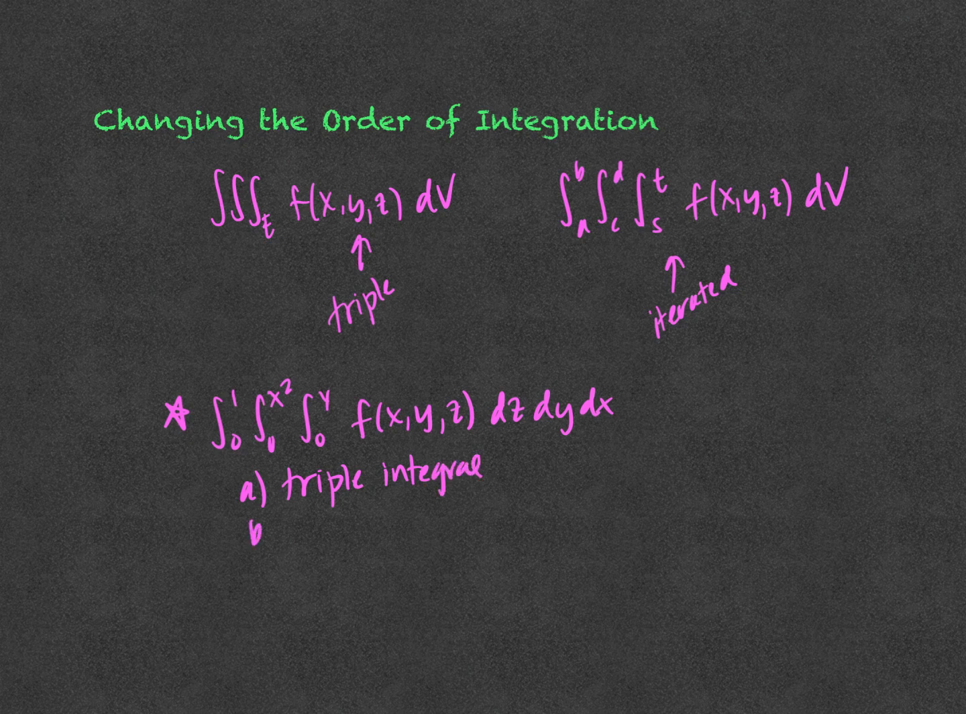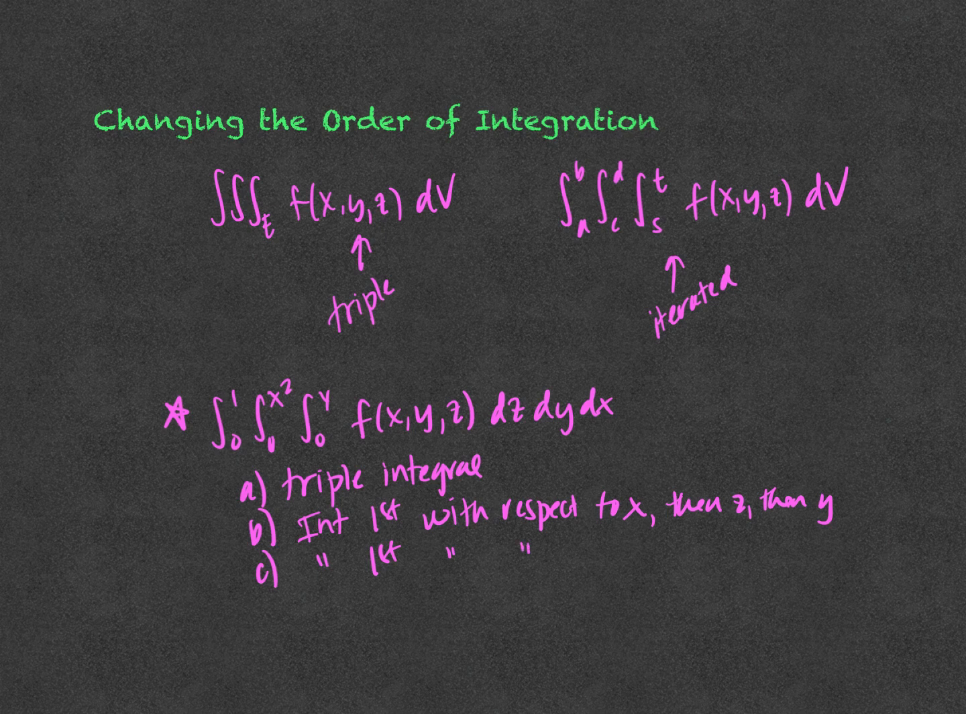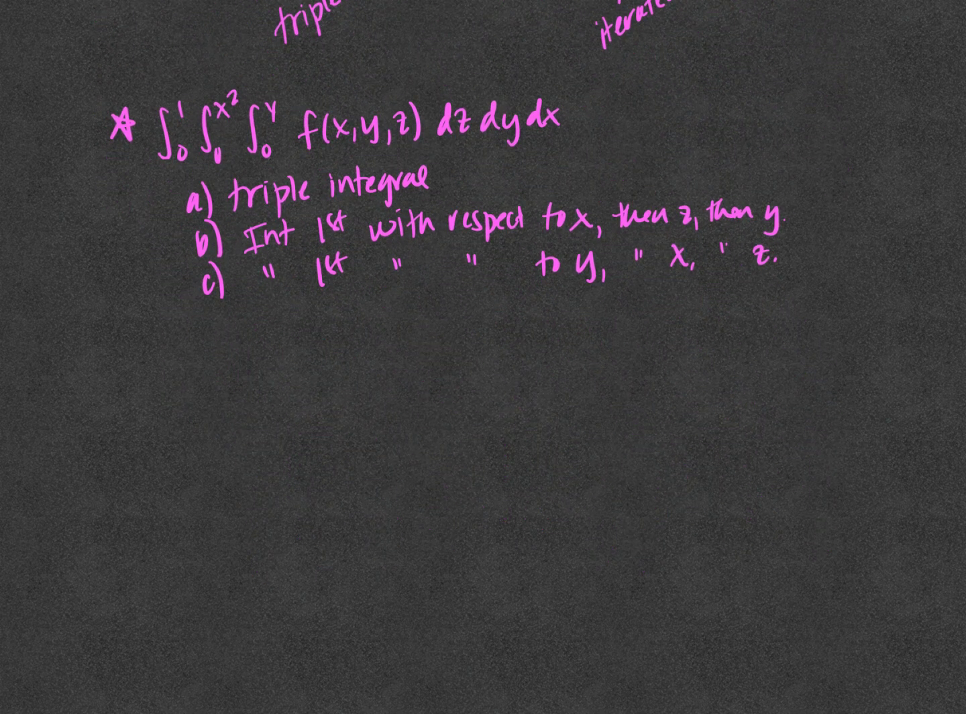And then part B, we're supposed to integrate first with respect to x, then z, then y. And lastly, we're supposed to integrate first with respect to y, then x, then z. By the way, these are dittos. Hopefully you know what it means. It's copy and paste before there were computers. So it keeps me from having to write it all again.